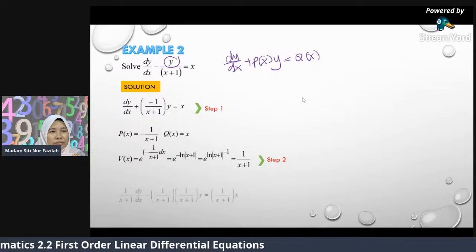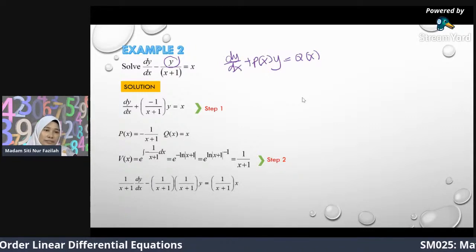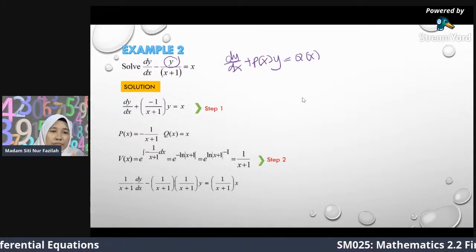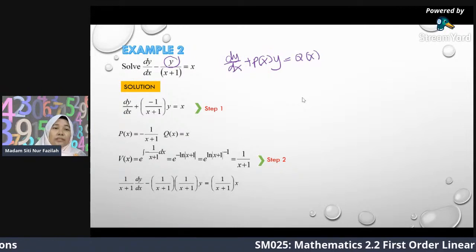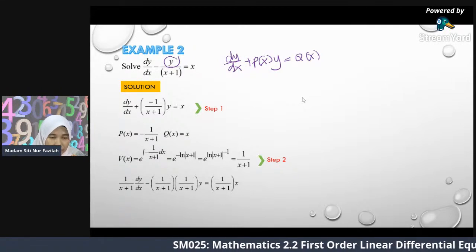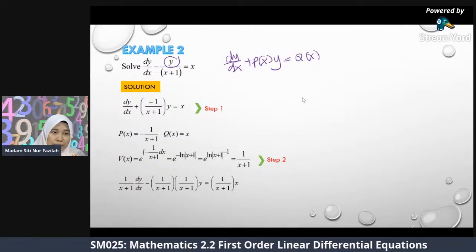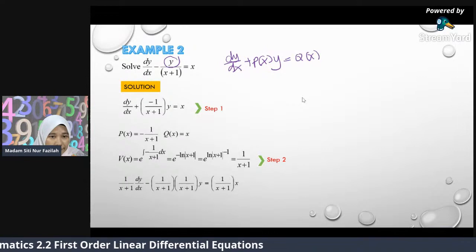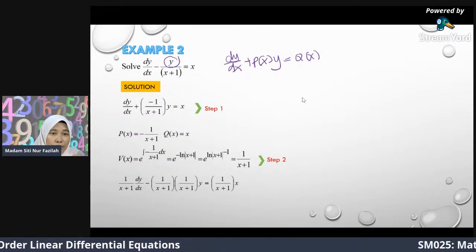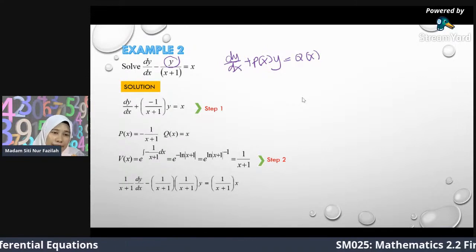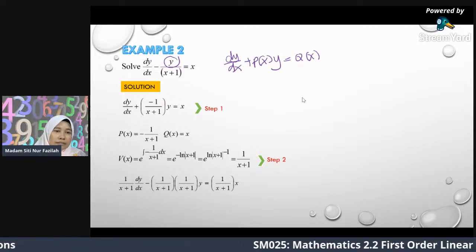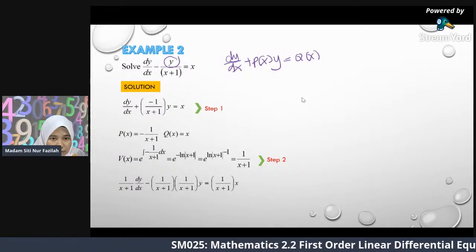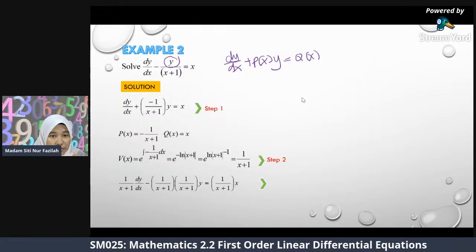Next for step 3, just rewrite: 1 over x plus 1 multiplied with dy over dx minus 1 over x plus 1 multiplied with 1 over x plus 1 multiplied with y equal to 1 over x plus 1 multiplied with x. This is step 3.